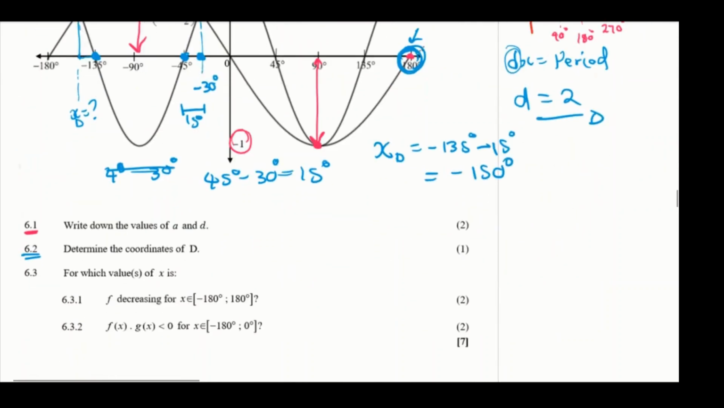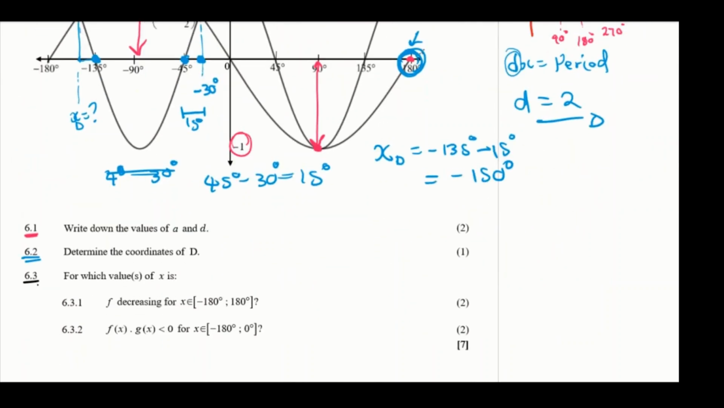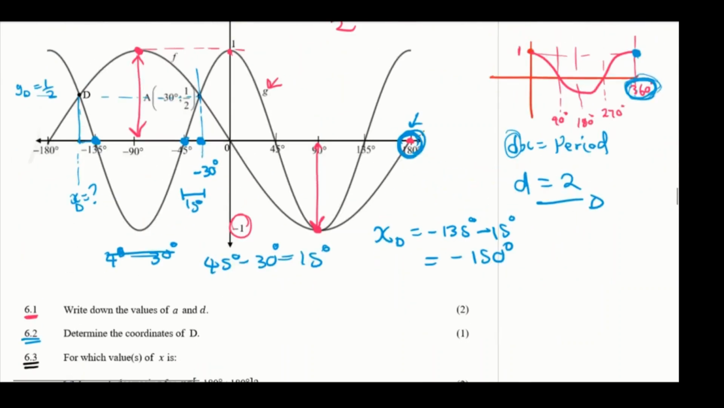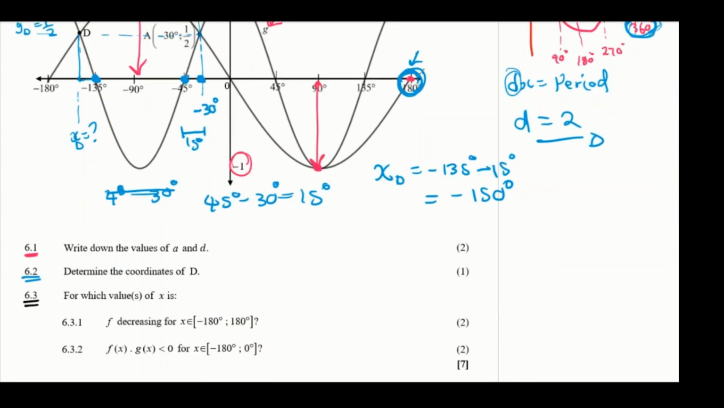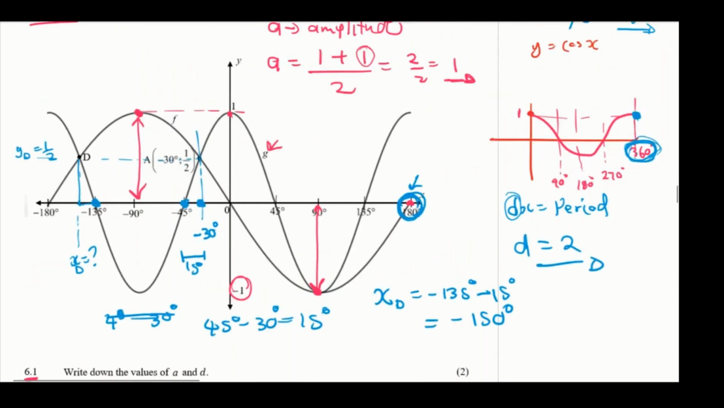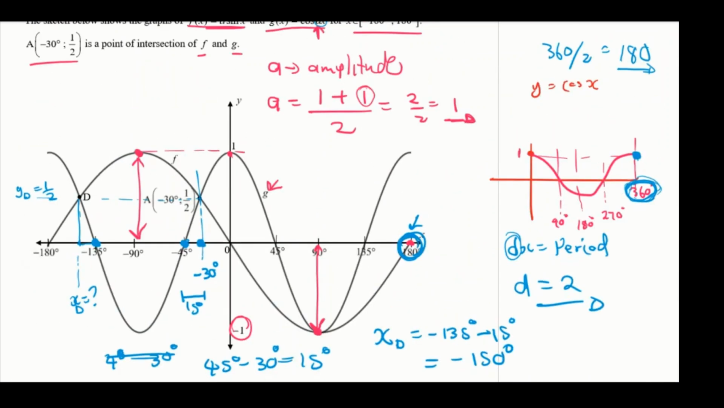So now we're going to go for 6.3. 6.3 says that determine the values of x for which 6.3.1 the graph of f decreases at this period of minus 180 to 180 degrees. So we're going to look at the graph of f.